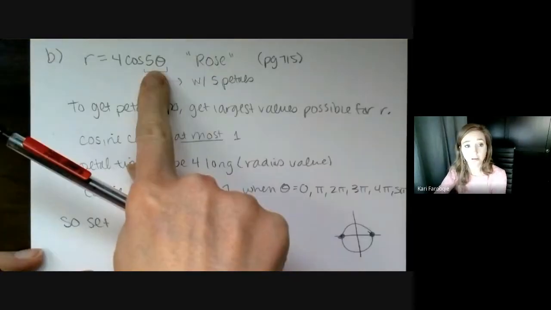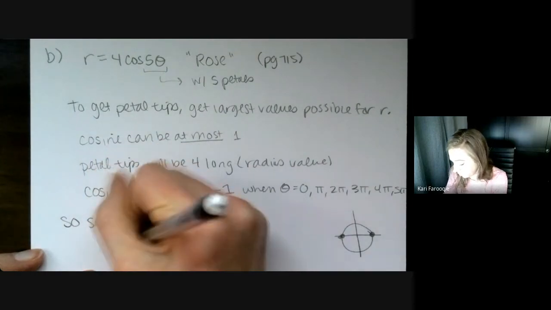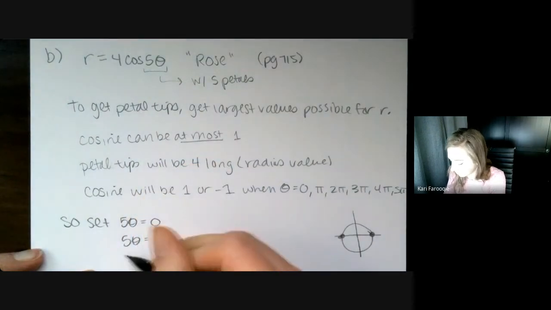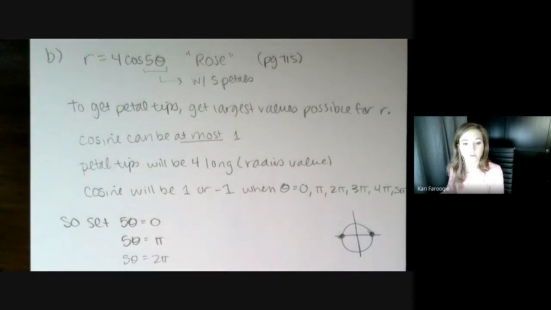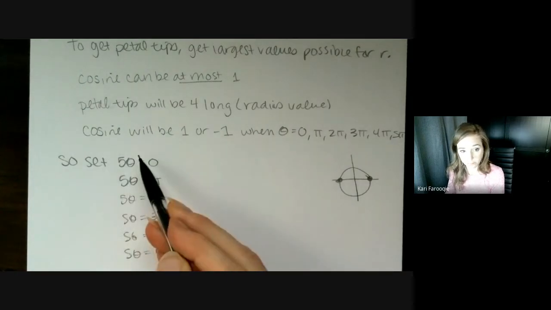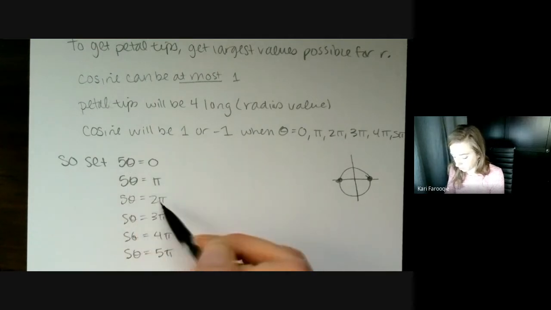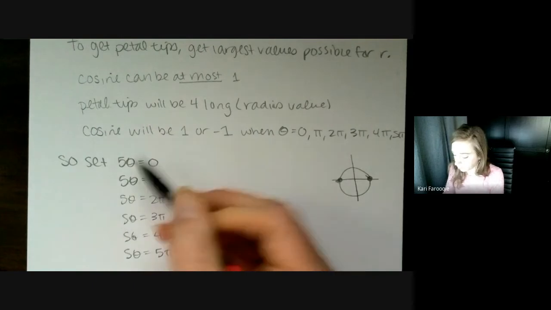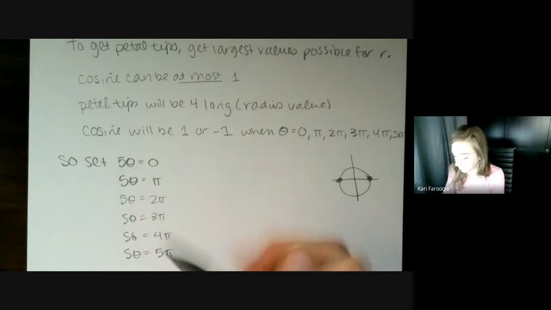So what I need to do is set my angle 5 theta equal to 0, pi, 2 pi, 3 pi, 4 pi, 5 pi. The reason being is I'm going to be taking the cosine of 5 theta, which means I want to be looking at cosine 0, cosine pi, cosine 2 pi, so on and so forth. So I want to make sure that the cosine of my angle is going to be equal to these values.